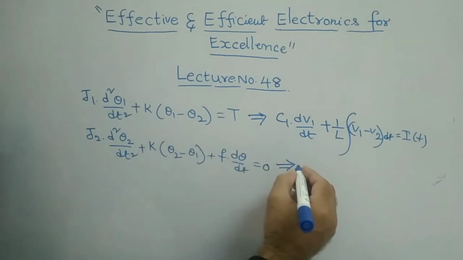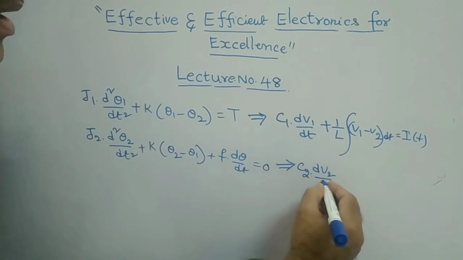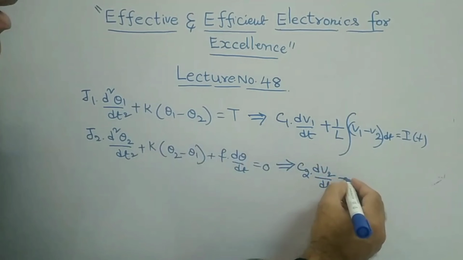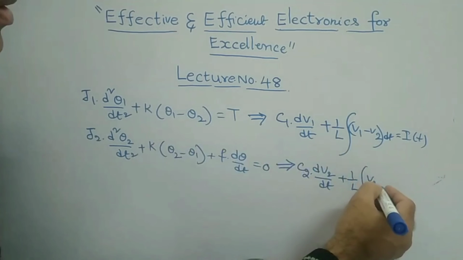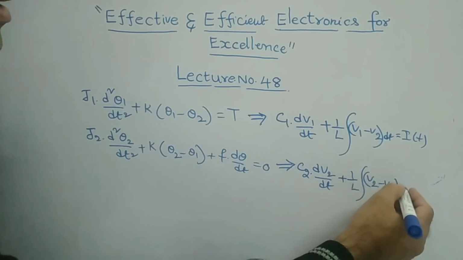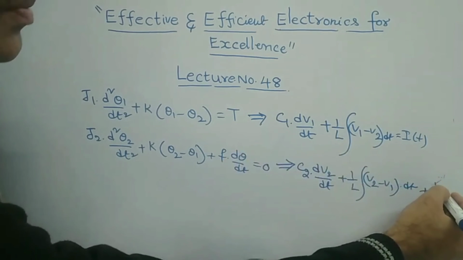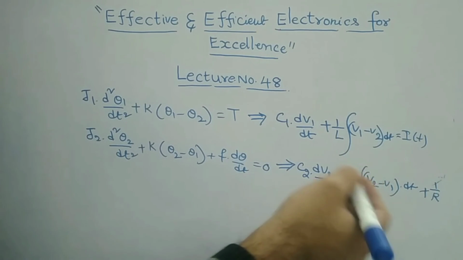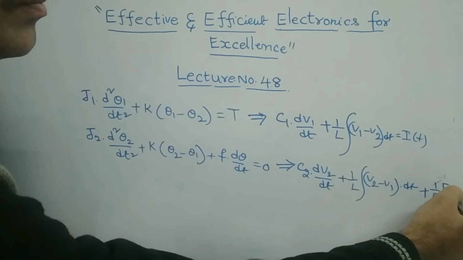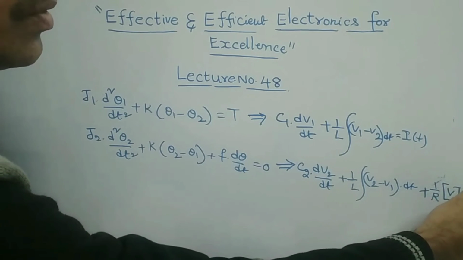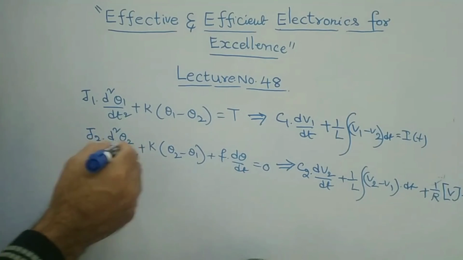Similarly for this, you have C2 into dV2 by dt, plus K, which is again 1 by L, integral of V2 minus V1 into dt, plus F, which here becomes 1 by R in torque current, into V, that is V by R, equal to 0. This is the electrical equivalent equation for this mechanical system. So these are the equivalents.